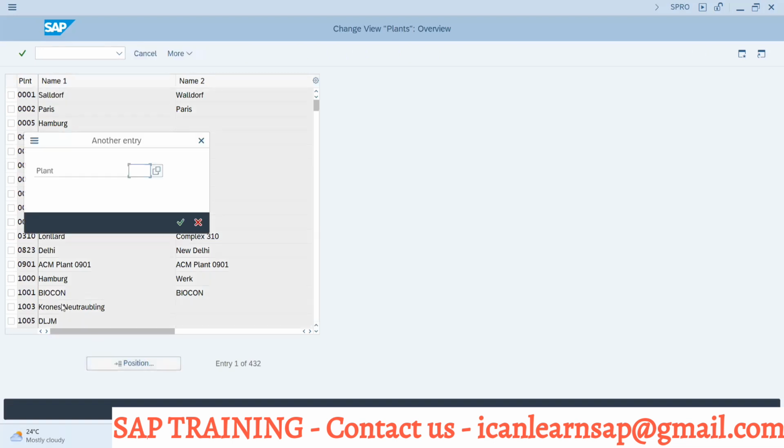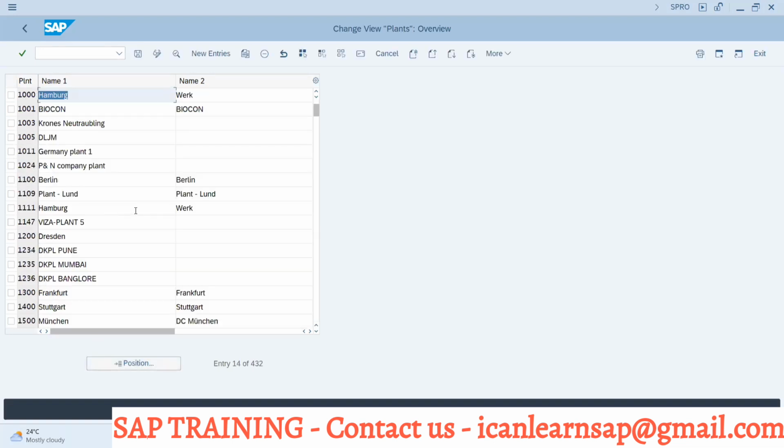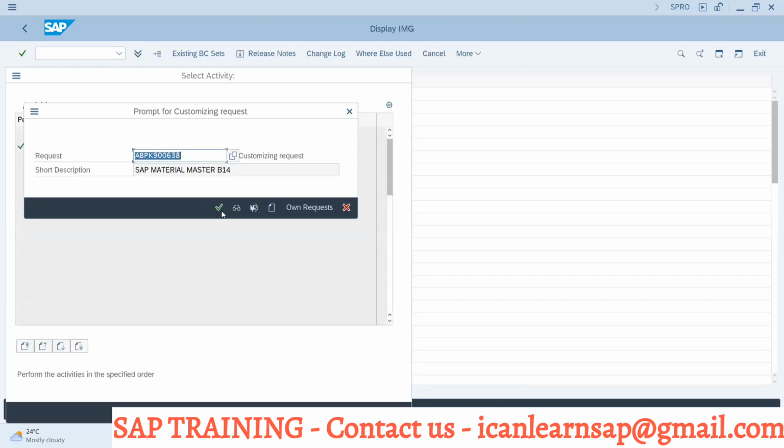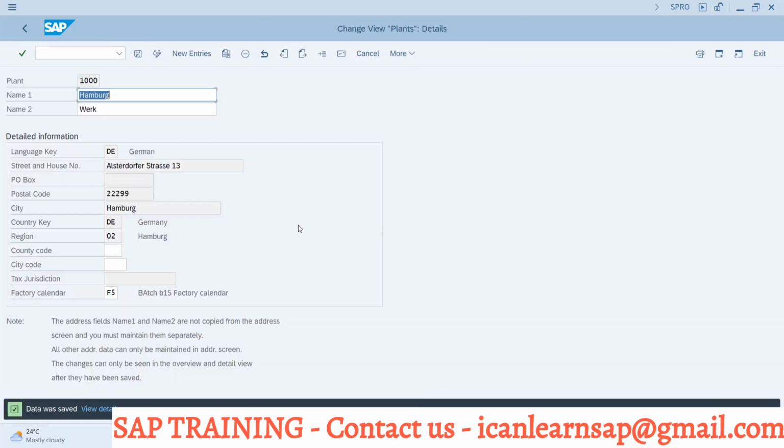Now we are talking about plant 1000, right? If you go over here in plant 1000, you can see the factory calendar. Can you see? I can change this with F5 factory calendar. Okay, and now if I assign it, then whatever holidays I have assigned, on those days the system will give you an error message that today is a holiday, you cannot do manufacturing. According to that, the system will behave according to the holidays.